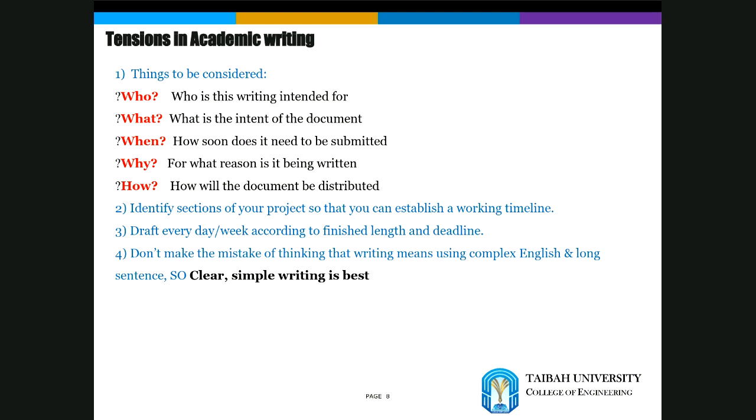Number two, identify the sections of your project so that you can establish a working timeline. Let's say I'm going to do a literature review for maybe 2 weeks. That's the timeline for that part. Then for 2 weeks, I'm going to read about the design, how I can design it. Then 3 weeks for something else. So timeline your work, including your writing. I'm going to do writing from this time to that time. Try to set a deadline for each task.